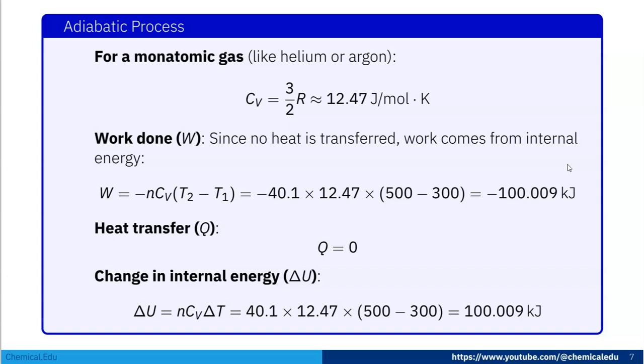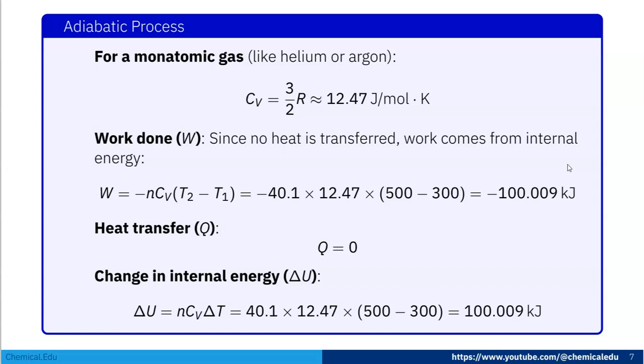Since no heat is transferred, work comes from internal energy. So W is equal to minus NCV (T2 minus T1). So N is actually 40.1 and CV is 12.47 and T2 is 500 and T1 is 300. So that will give 100 kilojoule.